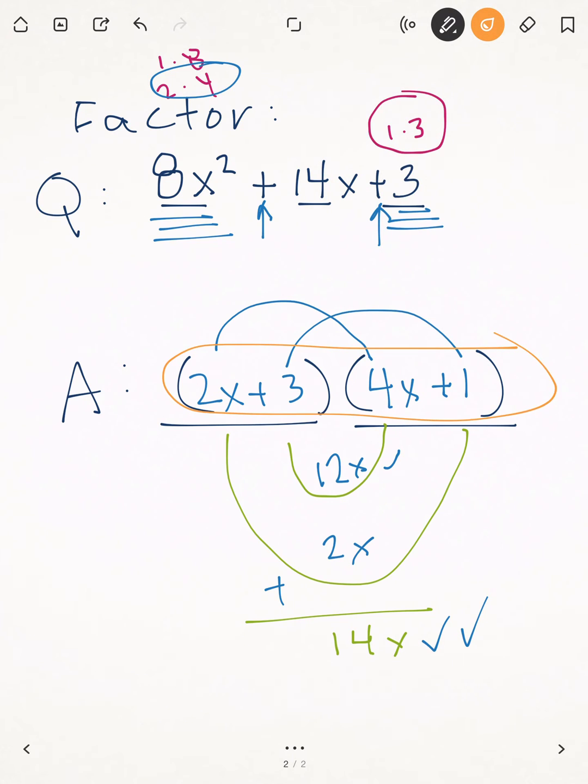So let's review again the strategy. You look at the first term and the last term, and you write all the possible ways to make it. If there's just one choice, that's a good place to start. The next thing we did is we looked at the signs and made sure that our binomials would have signs that would give those answers. And then we just guessed until we got the answer.